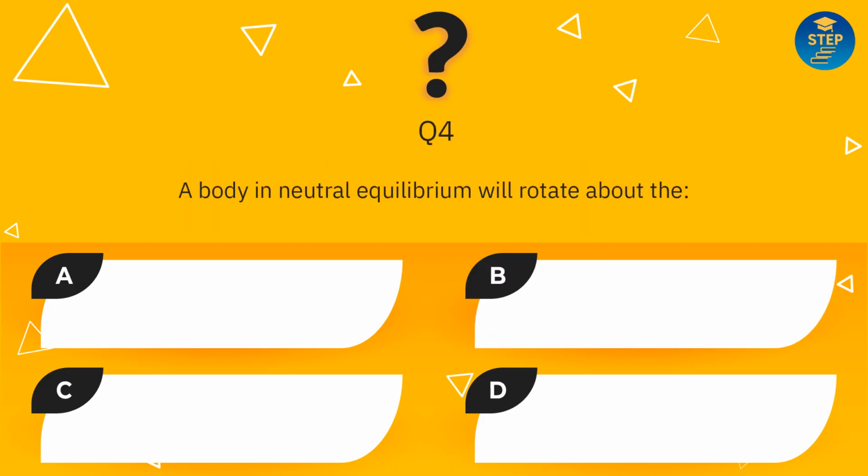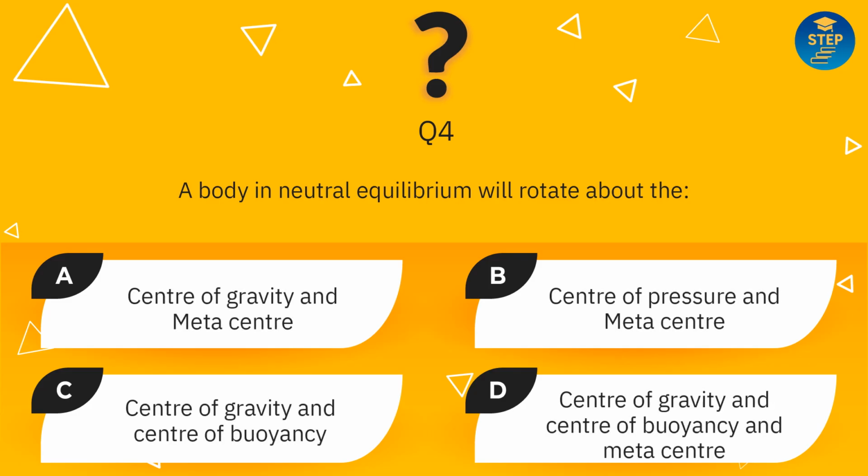A body in neutral equilibrium will rotate about the center of gravity and metacenter, center of pressure and metacenter, center of gravity and center of buoyancy, center of gravity and center of buoyancy and metacenter. Answer is center of gravity and center of buoyancy and metacenter.